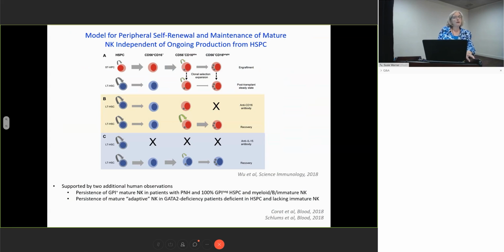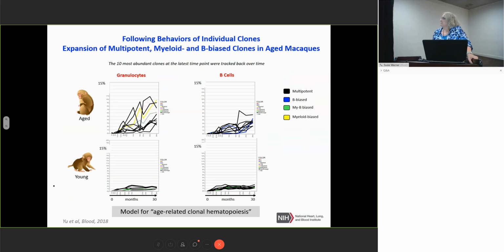We have got a vector now where we can do single-cell RNA-seq and retrieve the barcode and an RNA-seq library from individual cells. Went back into a monkey last week, so hopefully I'll be able to figure out what it is about these clones that allows them to persist.